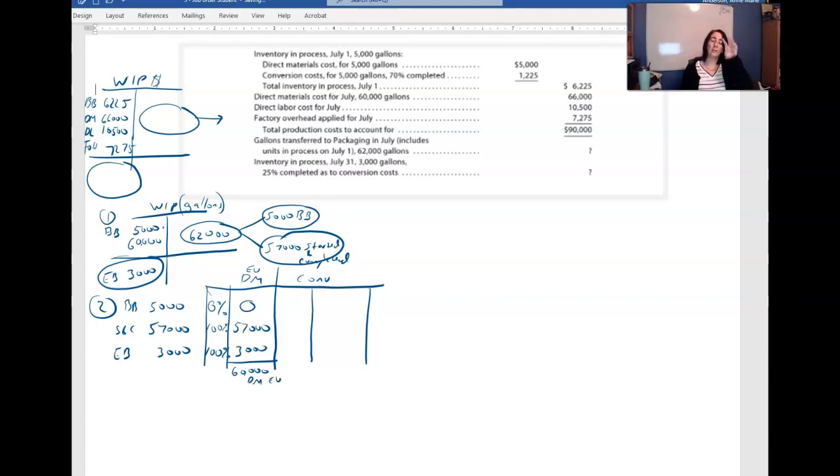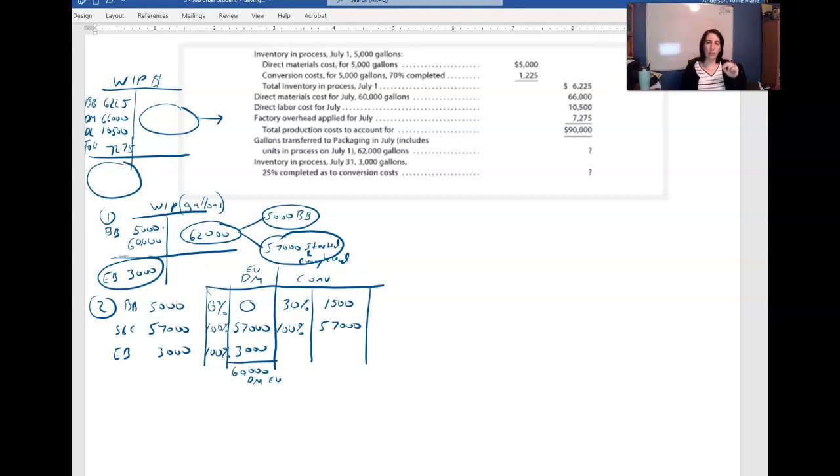All right, conversion costs. These guys came into the month, they were already 70% complete. So the question you're asking yourself is, how much more did I need to do to finish them during the month of July? Well, during the month of July, I had to do 30% more work in order to finish those first 5,000 units, which is 30% times 5,000 is 1,500. The ones that were started and completed, they got everything done for them, right? So they're 100%. 57,000.